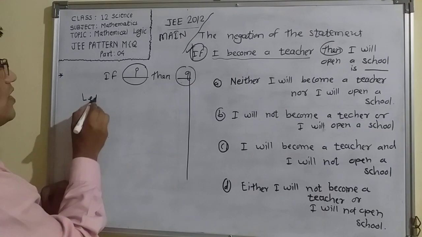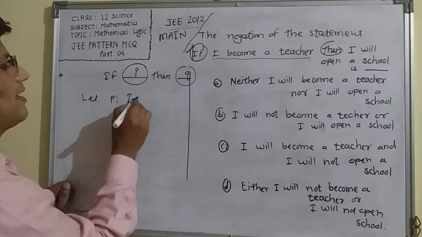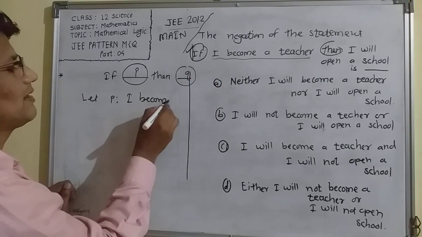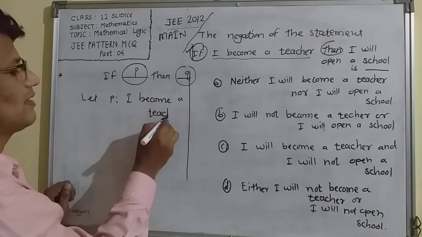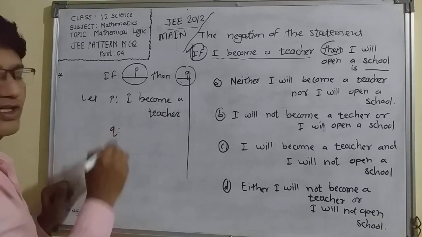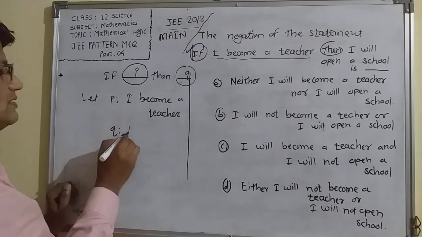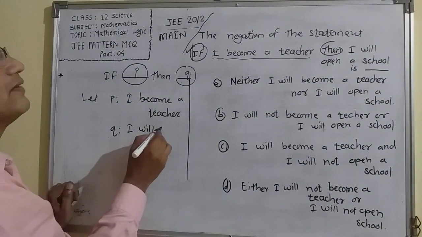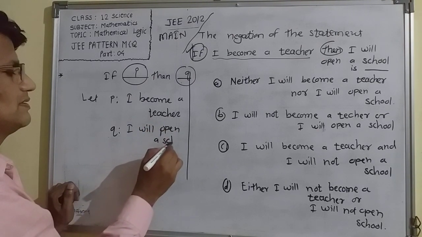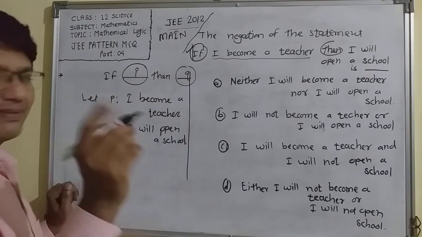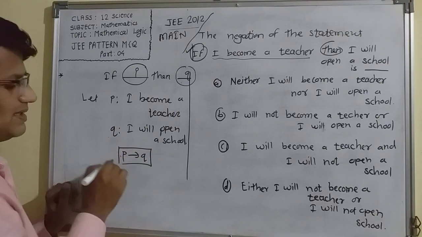So what will be the P? P means I become a teacher. And what will be the Q? Q means the part after the word then. I will open a school. And the mathematical form is P implies Q, and this is a mathematical representation.